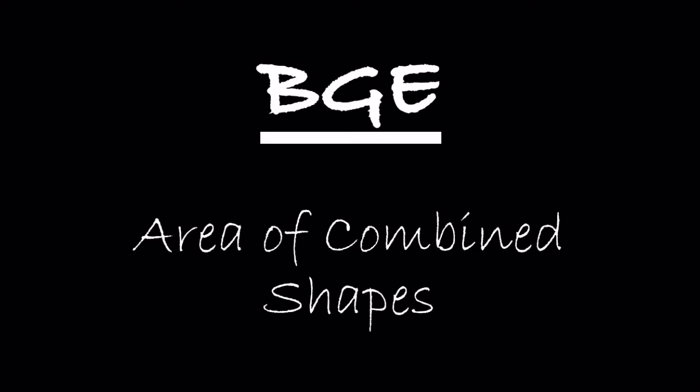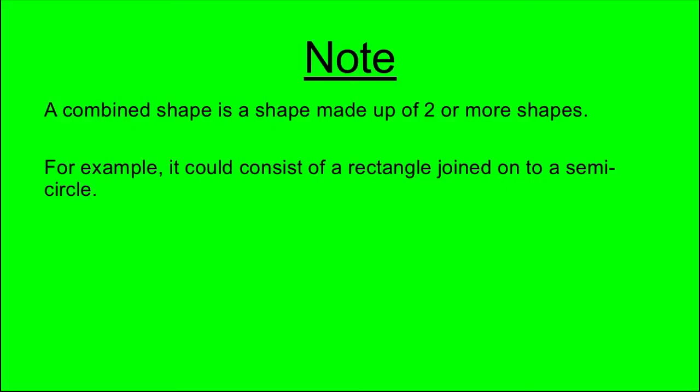This lesson will focus on the area of combined shapes. A combined shape is a shape made up of two or more shapes. For example, it could consist of a rectangle joined on to a semicircle.